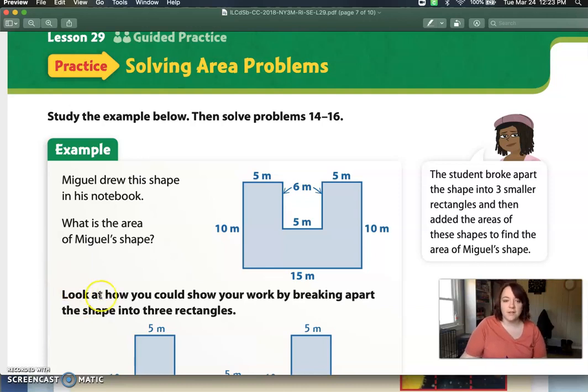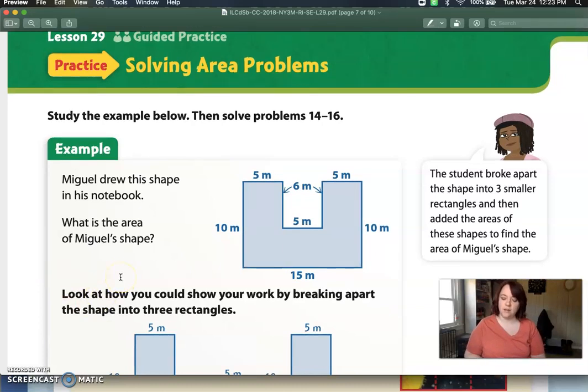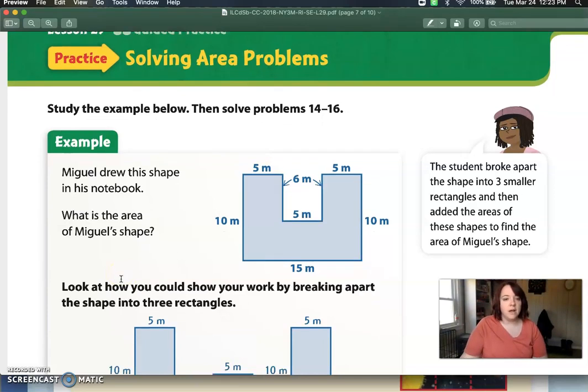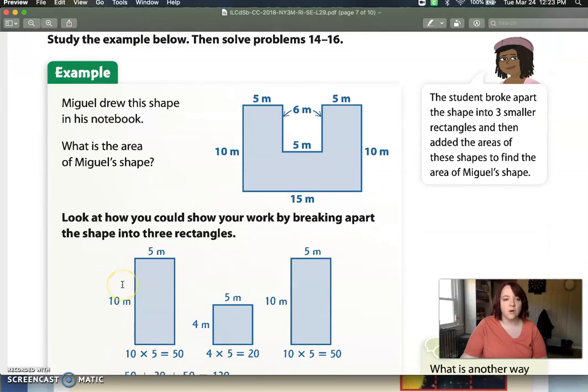There are a few examples on here, and I actually pulled it up so you can see it, but I also have my own sheet that I'm going to show you as well. I wanted to look at the first one for an example. It says, study the example below, then solve problems 14 through 16. Miguel drew this shape in his notebook. What is the area of Miguel's shape?